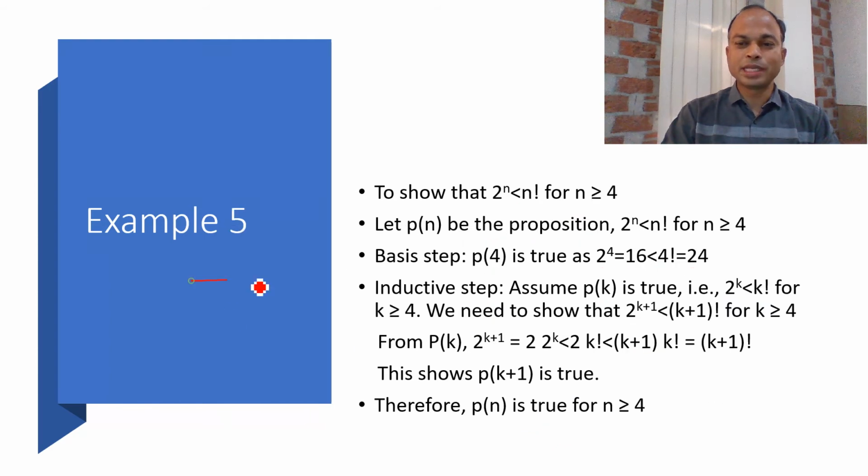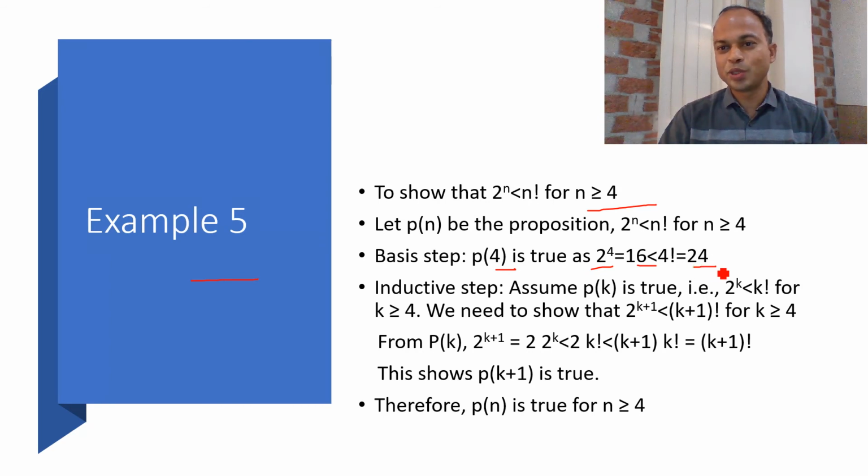Now if we talk about example 5, in example 5 we have to demonstrate 2 raised to the power n less than n factorial for n greater than or equal to 4. So initially we are taking the basic step for n greater than or equal to 4. We are taking n equals to 4. If we put n equals to 4, then this value is 2 raised to the power 4 equals to 16, and 16 is less than factorial 4, I mean 16 is less than 24. So we have proved the basic step.